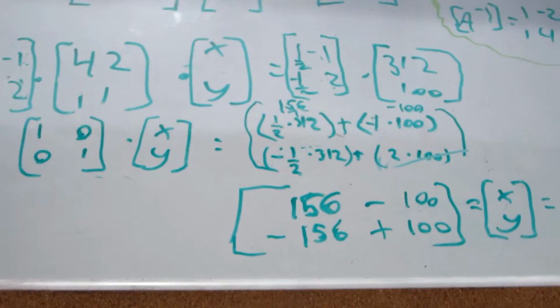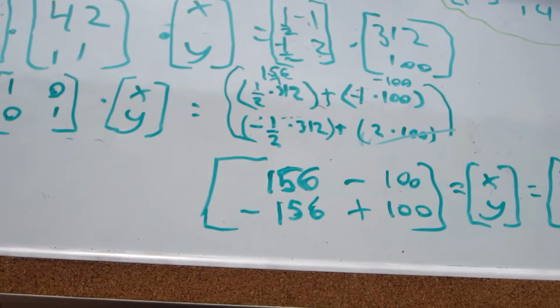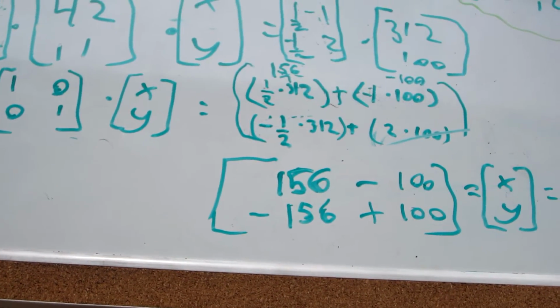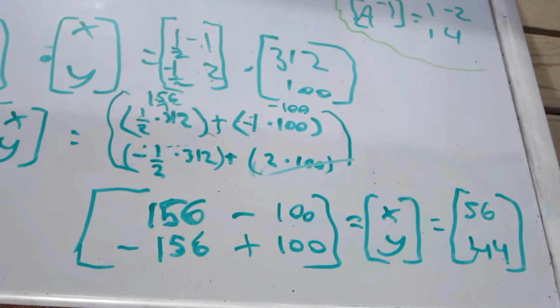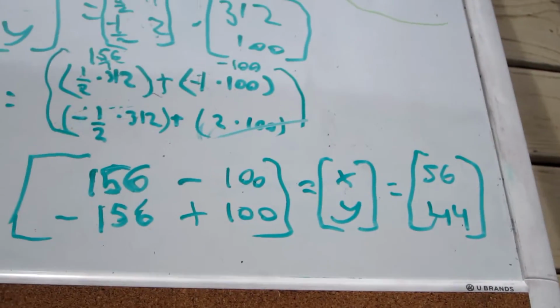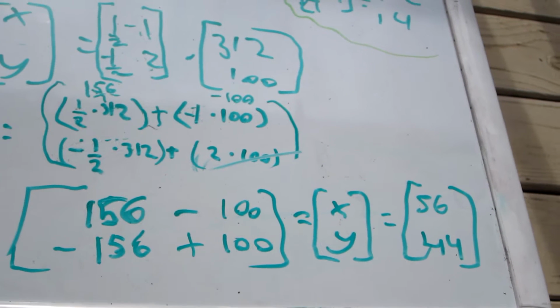Once you get that, 156 and -156, -100 and 100, equals xy equals 56 and 44. So you have 56 cows and 44 chickens.